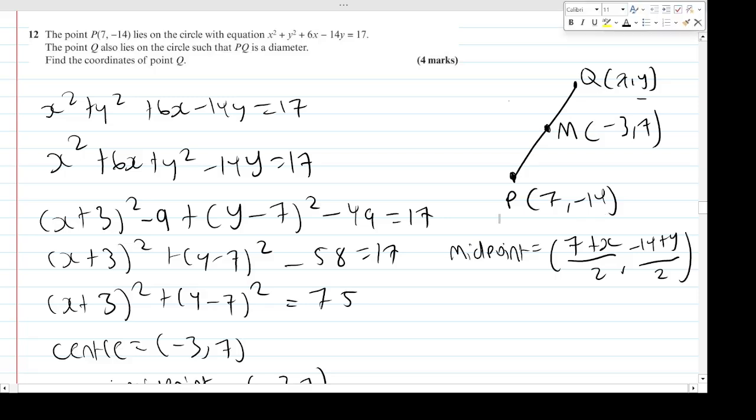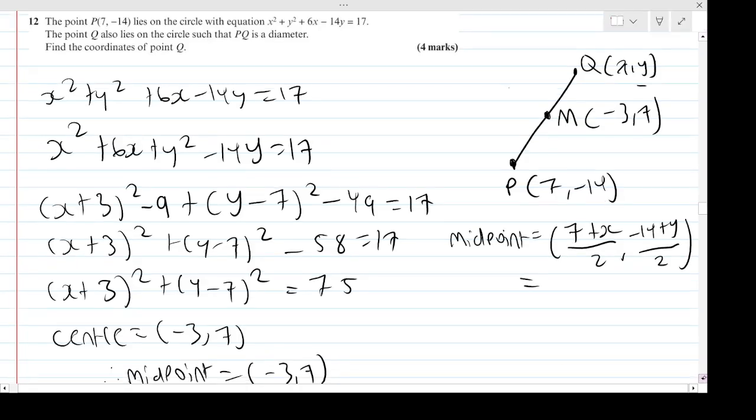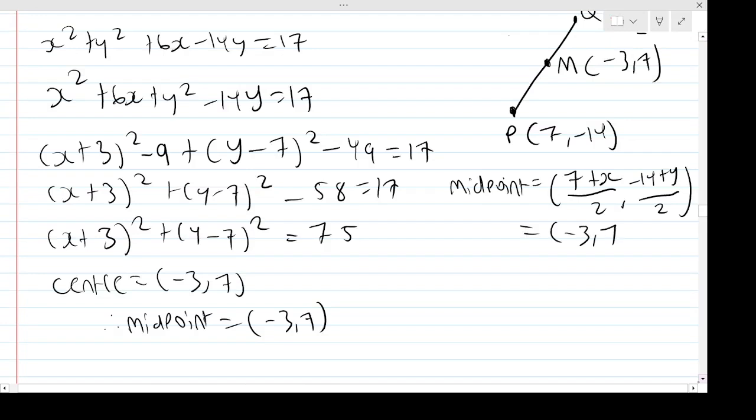But we know the midpoint also has to equal what we did down here, the point (-3, 7). Well, therefore, I can get an equation for x and y. I can equate the x and the y coordinates of these two points, because they're both just different ways of expressing the midpoint, but they're the exact same. Therefore, minus 3 is (7 plus x) over 2, because those are the x components of both of them. Therefore, minus 6 is 7 plus x, and so x, if I subtract 7, would be minus 13.